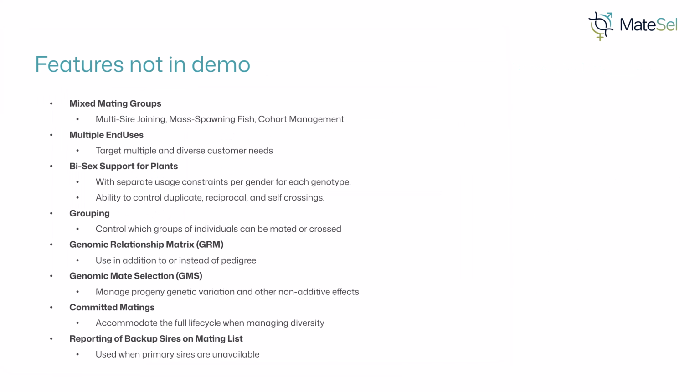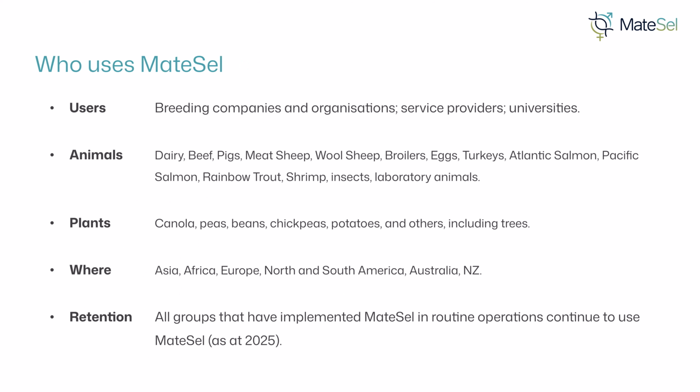This has been a simple demonstration of the basic features in MateSel, but of course we must cover a lot more ground than that to satisfy progressive breeding programs. So we do things like targeting multiple markets and regions, and cover unusual situations like mass spawning fish, and we use genomic information for a range of different applications. We won't go through all of the features listed here, but feel free to pause the video and read each one. We'll finish off looking at who uses MateSel.